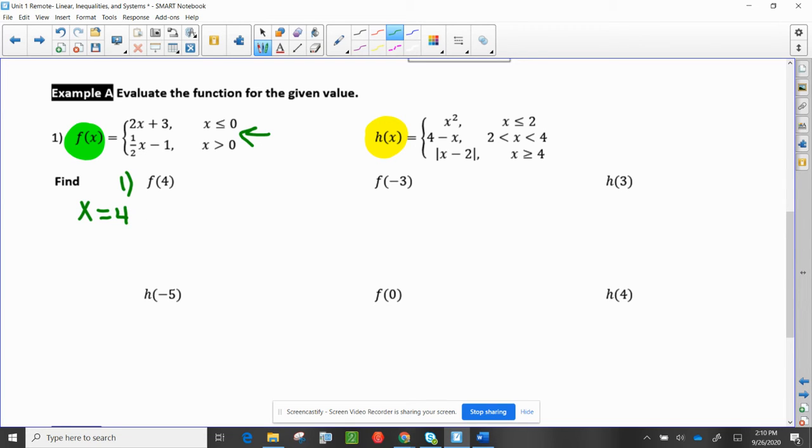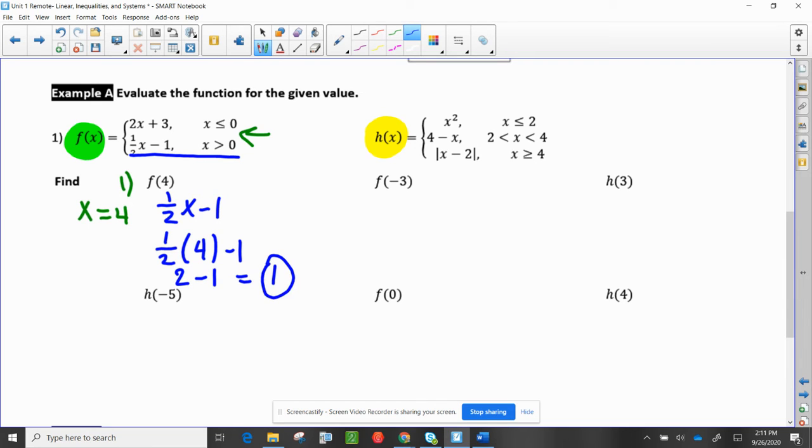The number they gave me is 4. So we just have to decide, is 4 less than or equal to 0, or is 4 greater than 0? Hopefully you decided that 4 would be greater than 0, so we're going to use that function to plug into. I'm just going to recopy the function this time. Wherever there's an x, we're going to substitute in the value that they gave us. They told us to find f of 4, so I'm going to plug that in. Then we just do our order of operations to solve it out. Half of 4 is 2. 2 minus 1 gives me my final answer of 1.